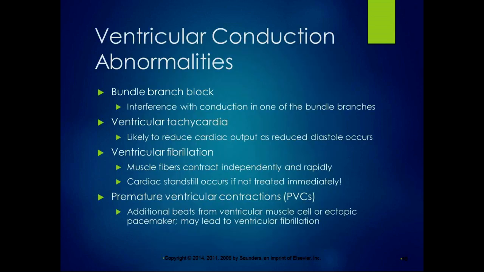So ventricular conduction abnormalities, the one that you see probably most commonly is a bundle branch block, and there's interference with conduction in one of the bundle branches. So those are the bundles of His, and they're getting the message from the AV node that's telling the ventricle when to contract. So the ventricle's not contracting properly.